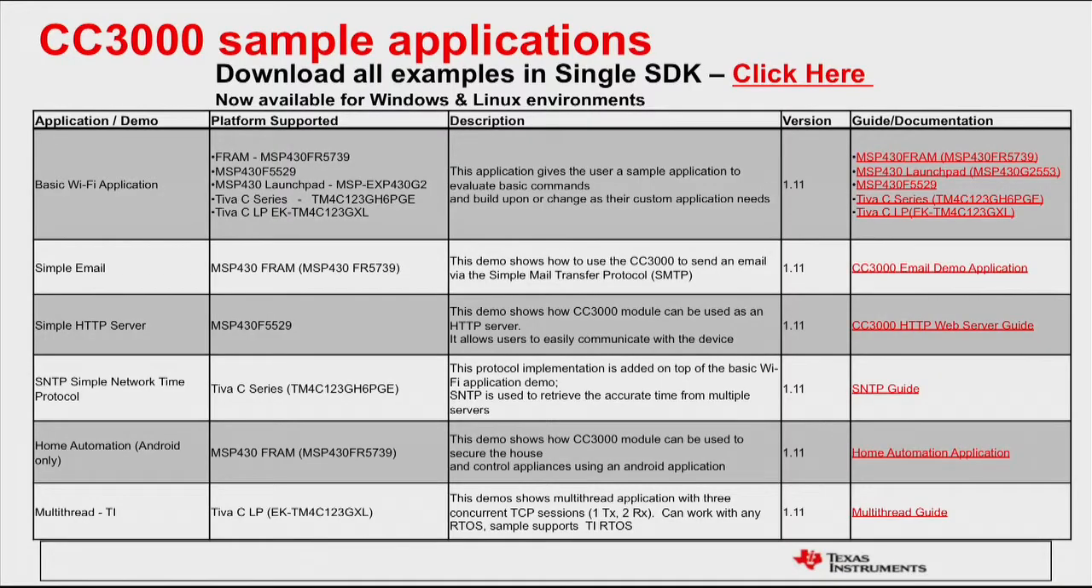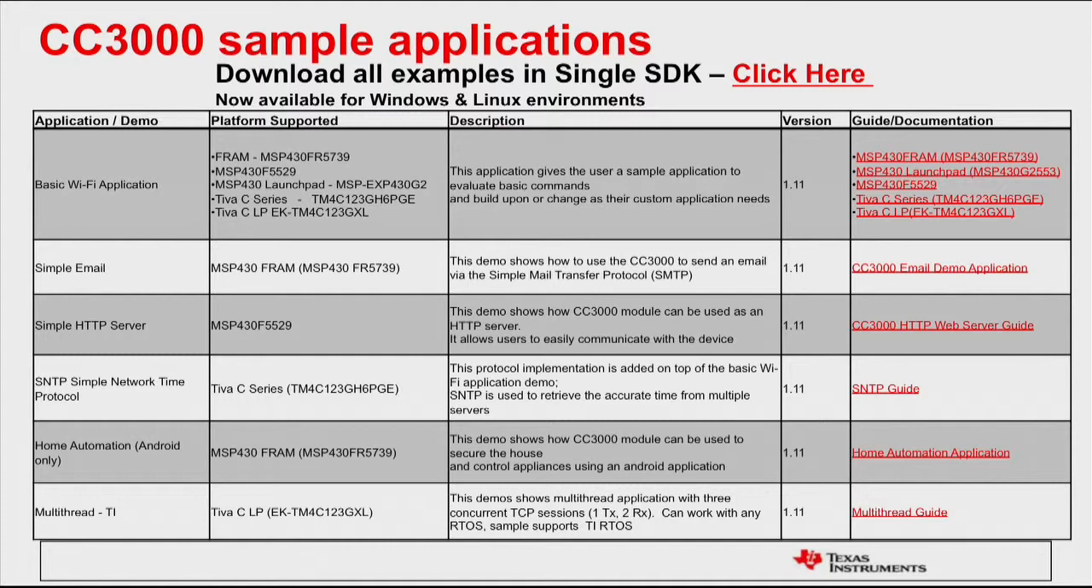So the second one is a simple email. So this is actually very cool that you can actually send an email from an FRAM device. MSP430 FRAM sending an email. So a sample application, how to do that, how to be able to tell somebody, here's an email saying hi from a CC3000. So sample code there on the FRAM solution.